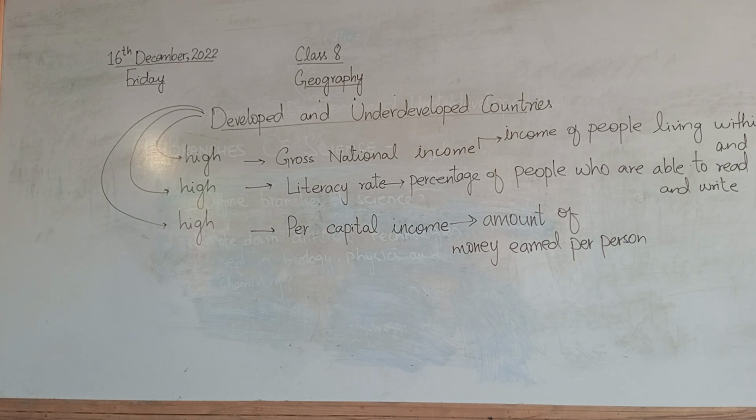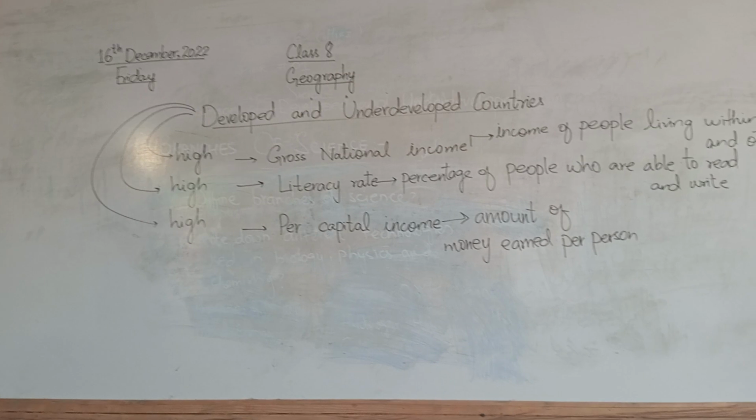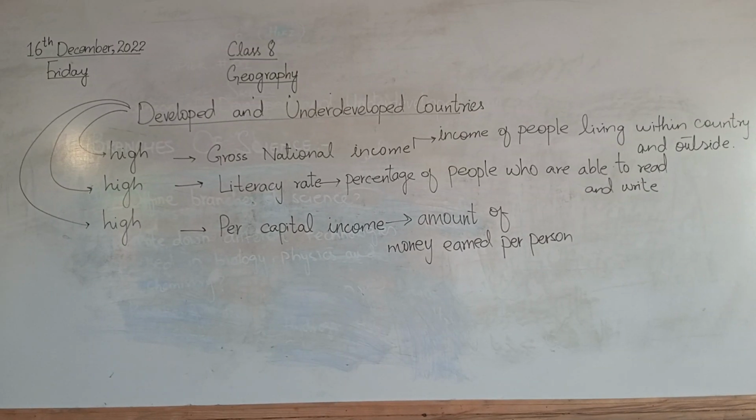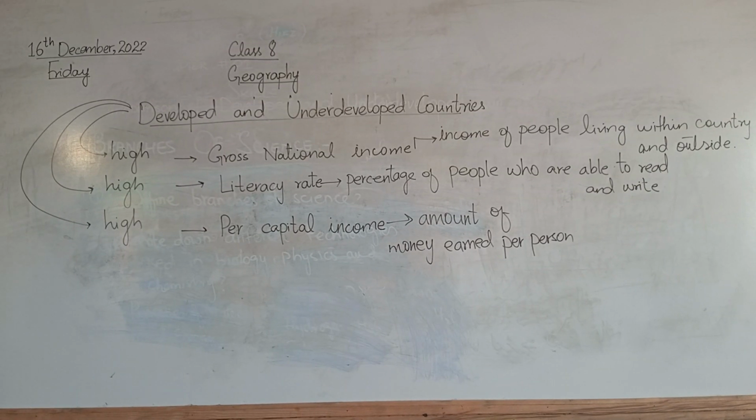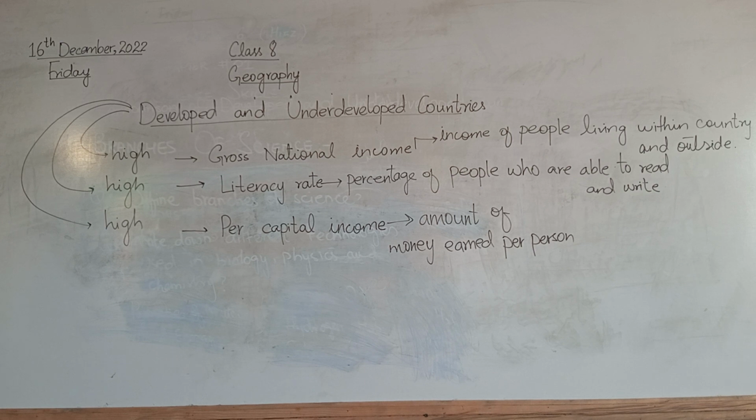So these are some of the differences between the developed and underdeveloped countries, like how high gross national income, high literacy rate, and high per capita income have made some countries developed, and how a lower level of gross national income, literacy rate and per capita income have made some countries underdeveloped.